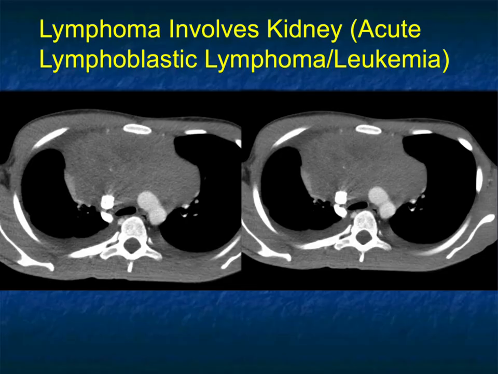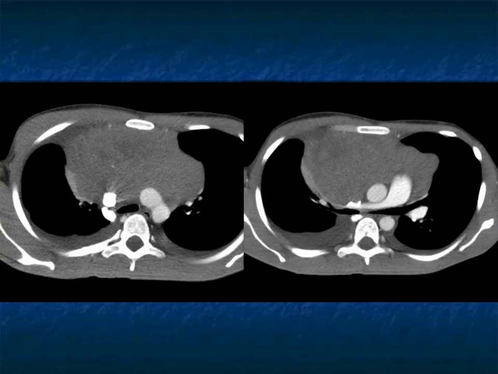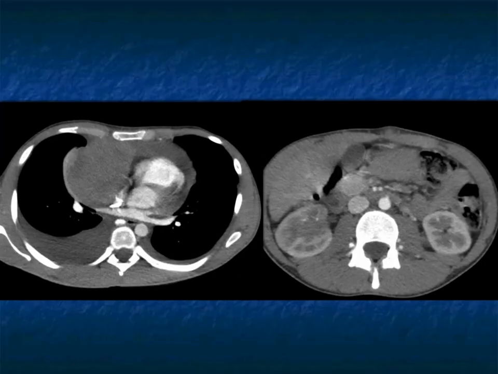Here's an example of acute lymphoblastic lymphoma. Again, large mass, bulky, compressing and narrowing the SVC. And this tumor extends down. There's a pleural effusion, and there's also involvement of the patient's right kidney.